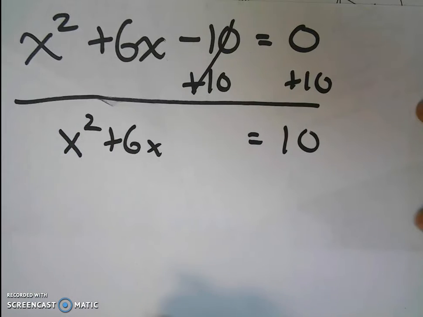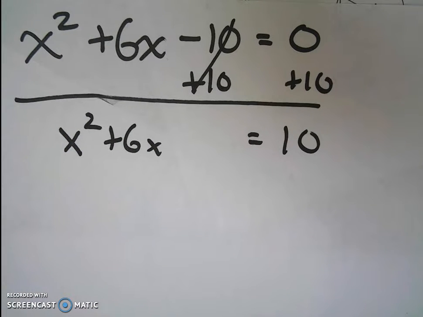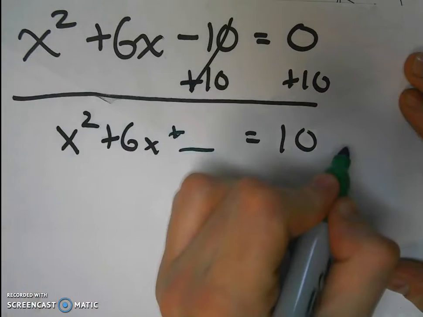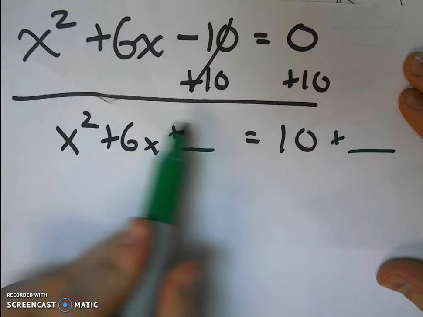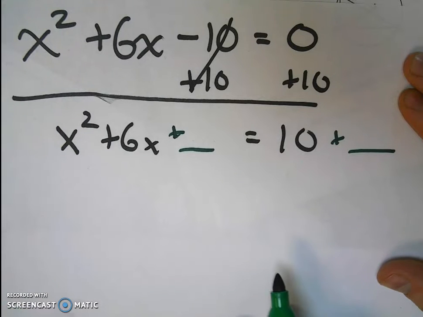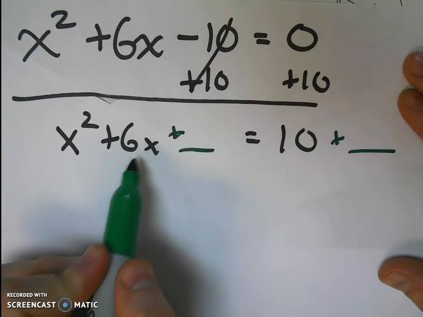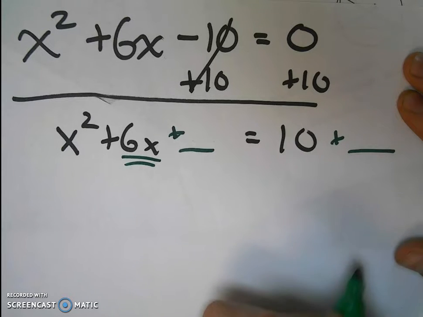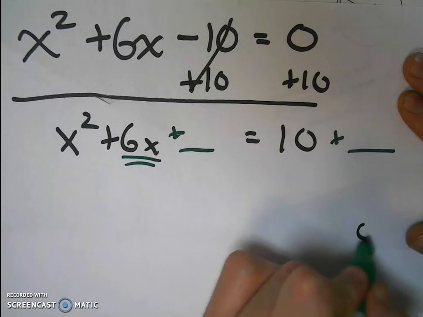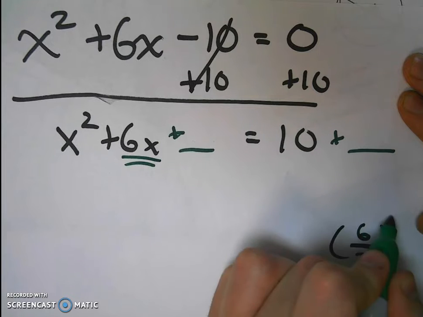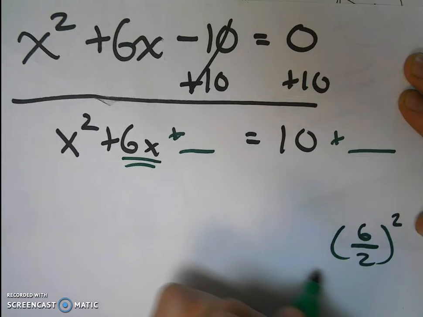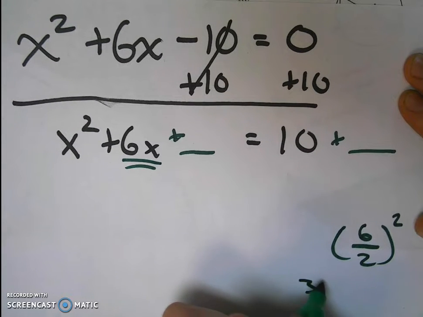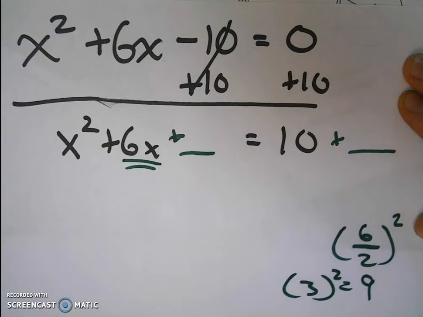After that, we are going to complete the square, and what we want to do is add a number to both sides in order to make this into a perfect square. The way we're going to do that is we're going to take this middle number, divide it by 2 and square it. So what I like to do is write my work on the side. So I would do 6 divided by 2 squared, which is 3 squared, which is 9.